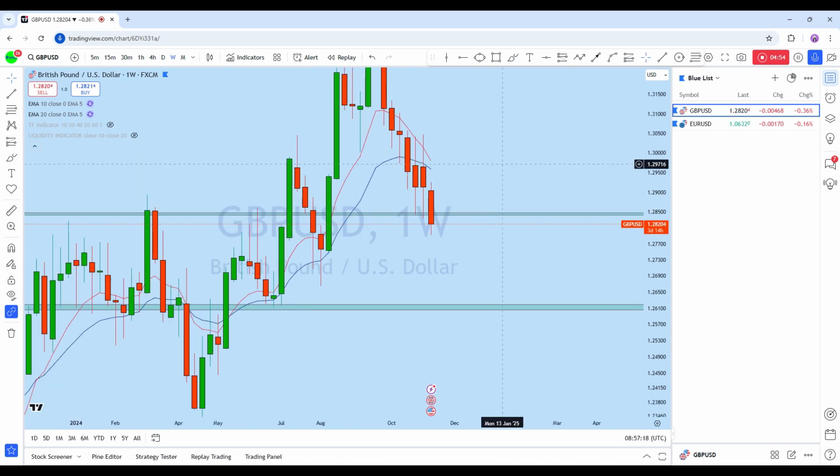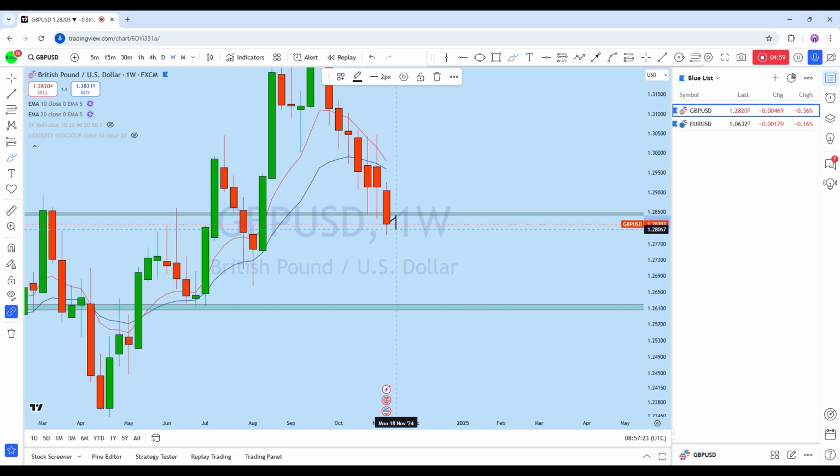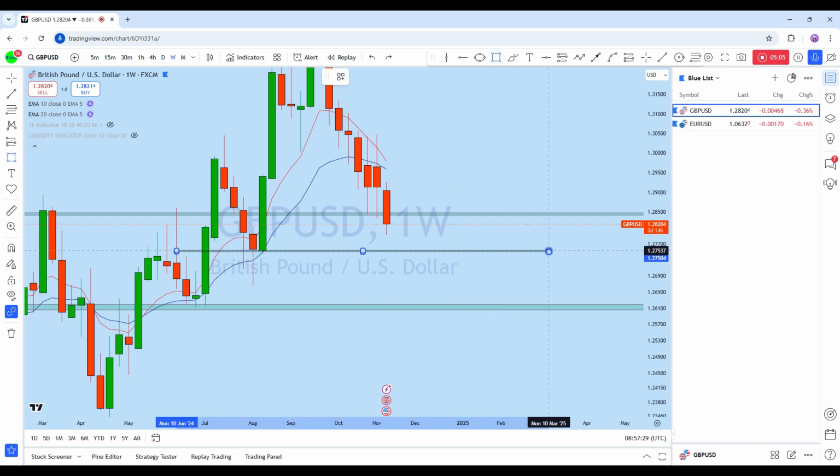What we can expect now is for the market to come up a little for a deeper pullback and then to continue to drop. What I think is that GBPUSD initially could retest this support and even break below further to retest this support, which is the monthly support level.